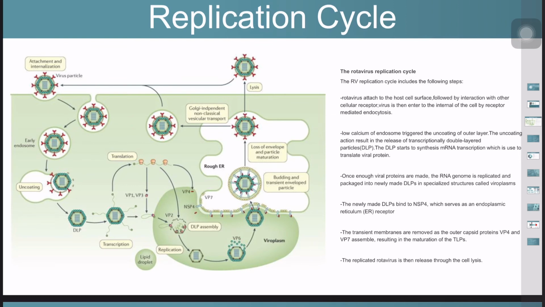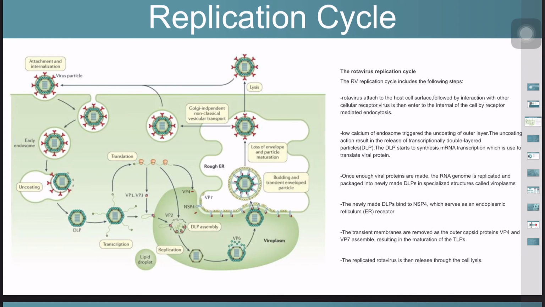The uncoating process results in the release of transcriptionally active double-layer particles. The double-layer particles start to synthesize mRNA transcripts, which are used to translate viral proteins. Once the amount of viral protein reaches a specific amount, the RNA genome is replicated and packaged into newly made double-layer particles in specialized structures called viroplasms.